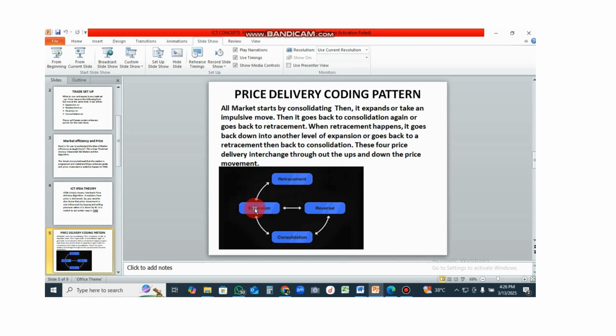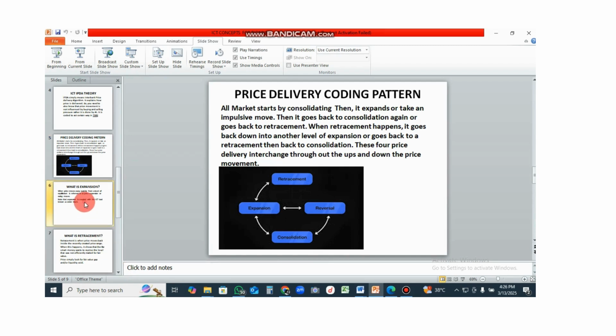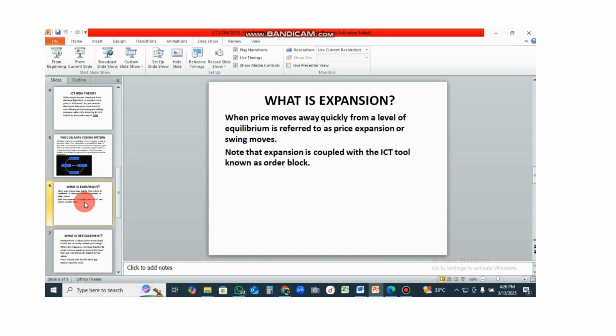Market expands, and when it expands, it retraces, it reverses, it consolidates. You can go through all this, but my focal explanation is this. Let me pick them one after the other. What is expansion? When price moves away quickly from a level of equilibrium, it is referred to as price expansion or swing moves. Note that expansion is coupled with the ICT tool known as the order block.